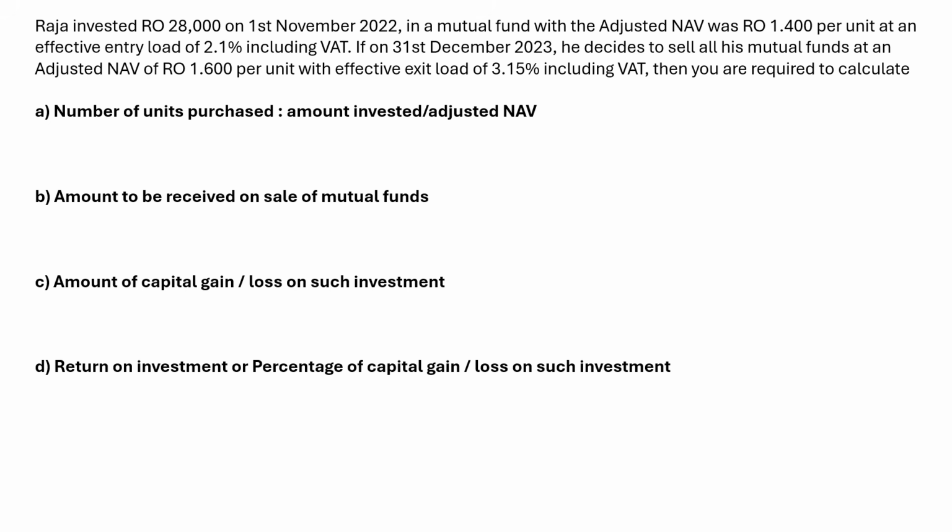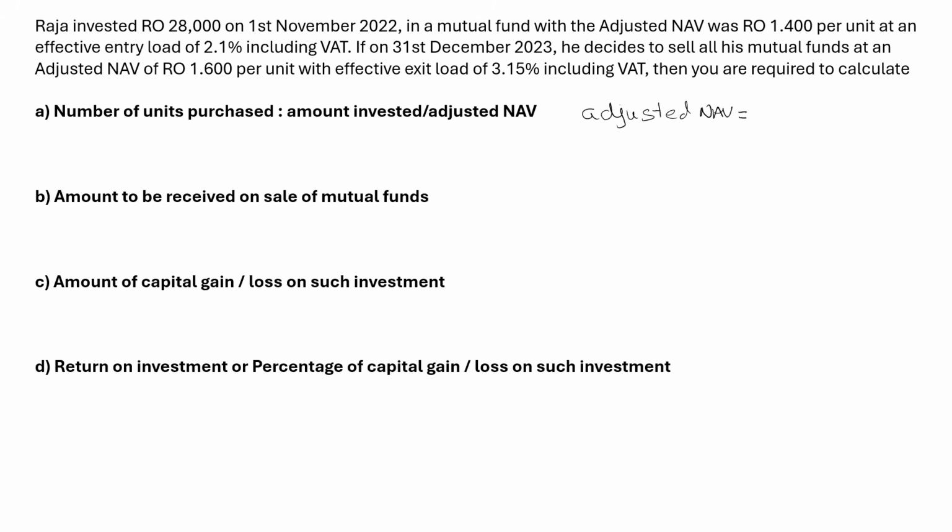So first one is number of units purchased. What is the formula? Amount invested divided by adjusted NAV. How many units purchased? We have to find out. So amount invested divided by adjusted NAV. First we have to find out the adjusted NAV. How do we find out the adjusted NAV? Remember, we have just done this in the previous two questions.